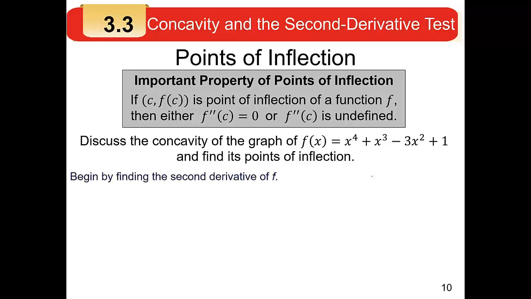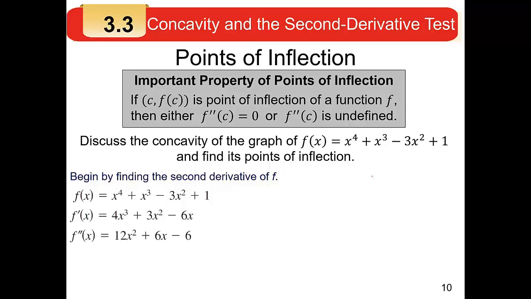So again, we're looking for concavity and inflection points. So we go to the second derivative, but we have to get through the first derivative before we can get to the second derivative. So we start off with the original function, take the derivative, power rule, power rule, power rule all the way across. Then take the second derivative.